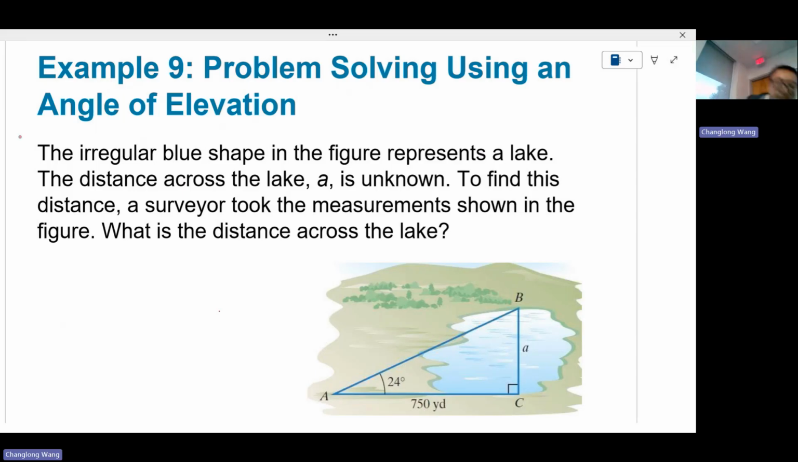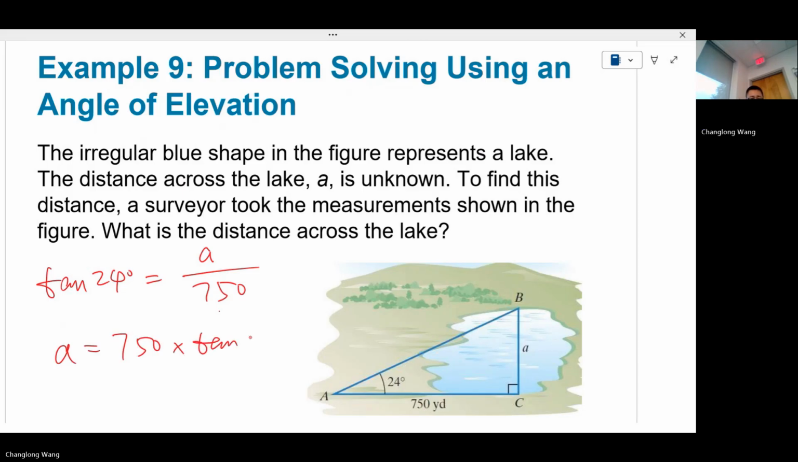Now, for this one, let me write down the work for you in case you want to refer to it. So we're looking at tangent 24-degree. That's the opposite, which is the width of the lake, divided by the walking distance, which is 750. So you'll work out A, which is 750 times tangent 24-degree. Quite a few students already worked it out on a calculator. It's about 334 yards. Okay, no big deal.